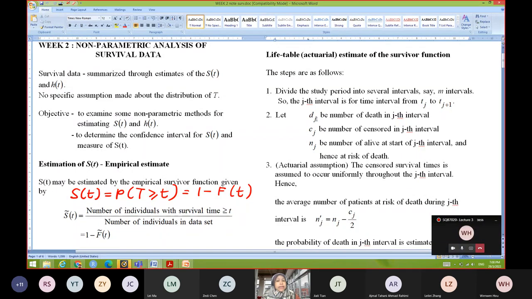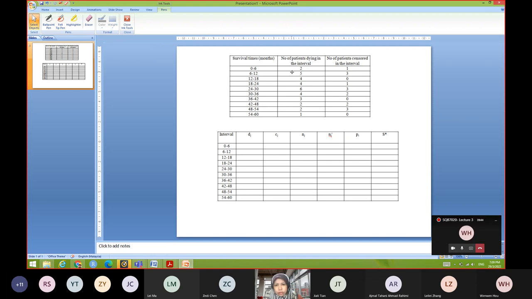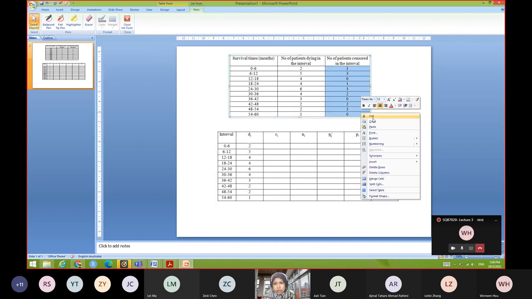So DJ and CJ, you can take straight away from the table. DJ is the number of patients dying, which is the second column, and CJ represents the number of patients censored. So what you can do is just copy and paste. I cannot copy now. Select object. Okay, so I just copy and paste my DJ, and then also my third column as my censored observation, CJ.